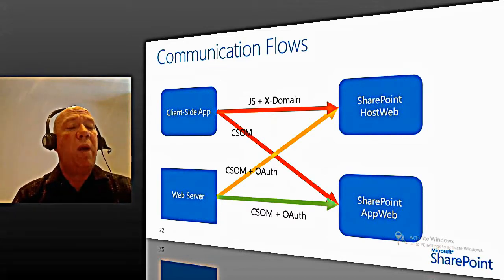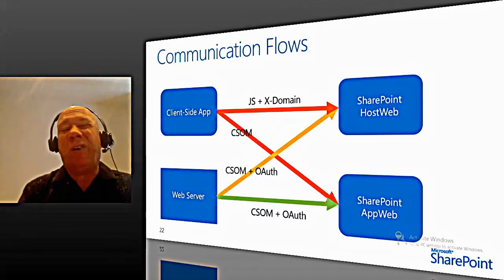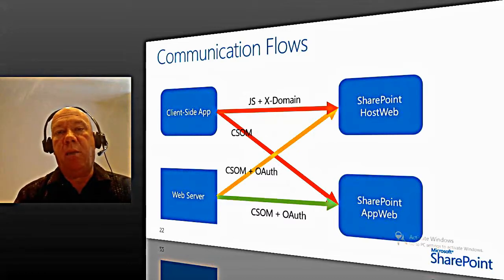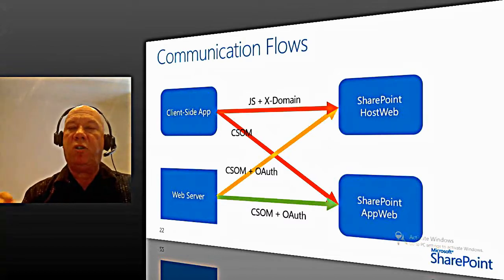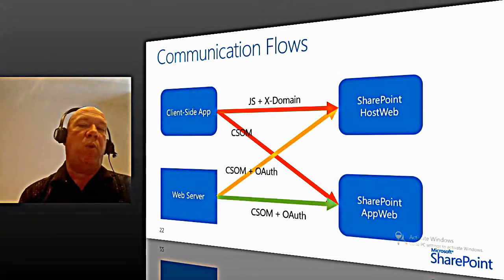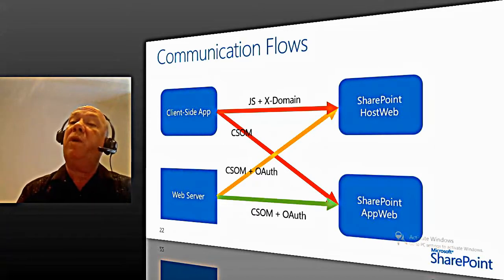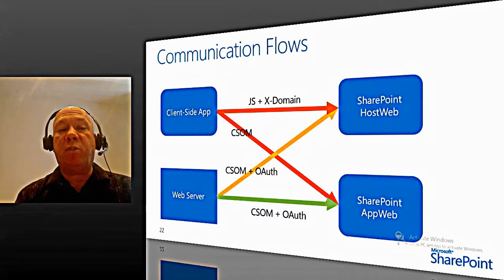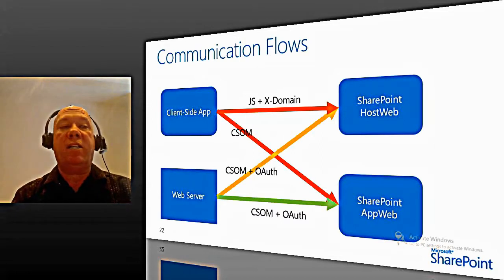On the web server side, in both cases, I'm not running inside of a client, so I don't have any cross-domain issues, but SharePoint has no idea who I am. I'm a server making a request to a SharePoint host or app web, and they've never heard of me. So I need a way to authenticate so that they know who I am from an identity perspective, know what permissions I happen to have, and can make calls through CSOM or REST at that particular point.